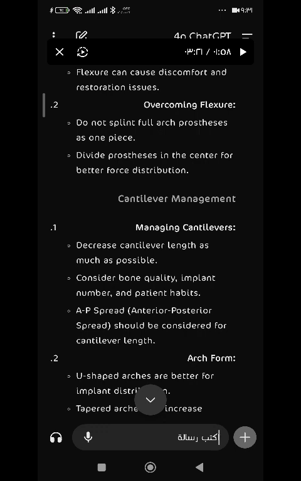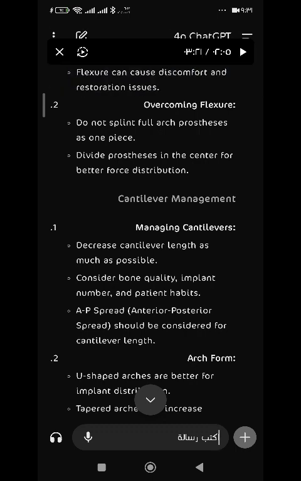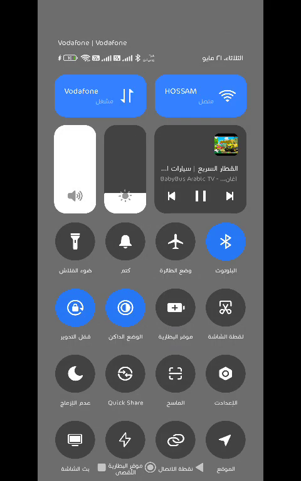Cantilever management. 11. Managing cantilevers. Decrease cantilever length as much as possible. Consider bone quality, implant number, and patient habits. AP spread, anterior-posterior spread, should be considered for cantilever length.